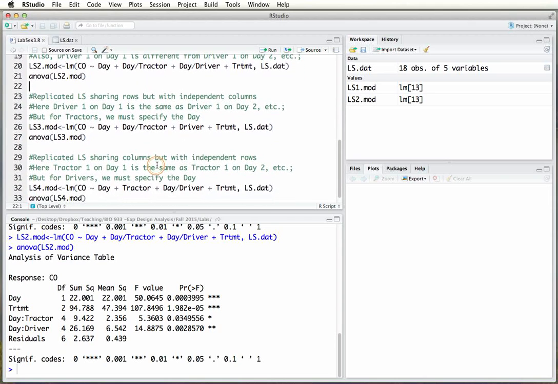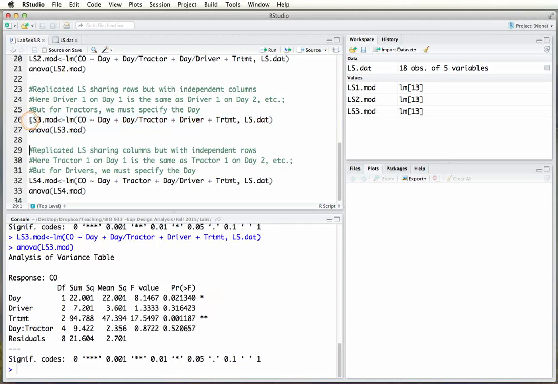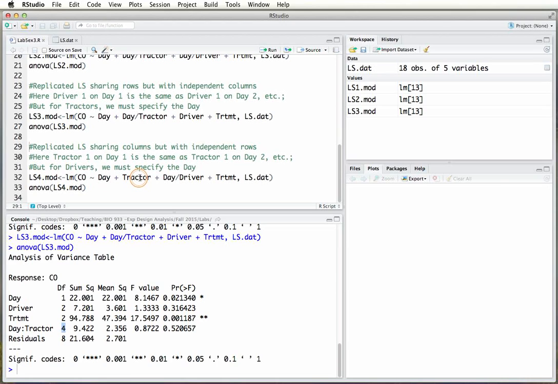You could have it such that the 3 drivers are the same on both days, but the tractors aren't. In that particular case, tractor would be nested within day, but driver would not be. If you run that model, you would get degrees of freedom that reflect that. I have 2 degrees of freedom for driver in the entire study, but I have 4 degrees of freedom for tractor in the entire study. And that's because drivers are shared, tractors are not shared. Or you can flip it around the other way, where tractors are shared, but drivers are nested within day.